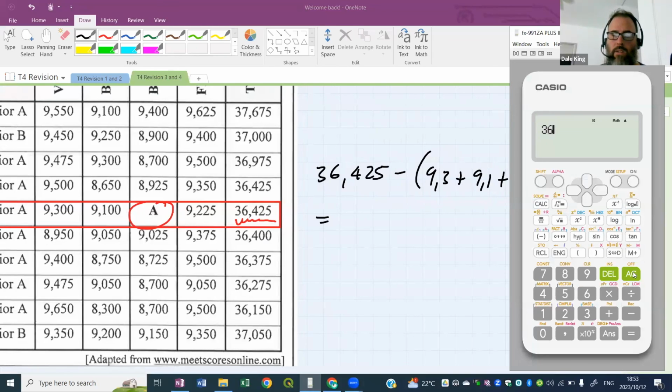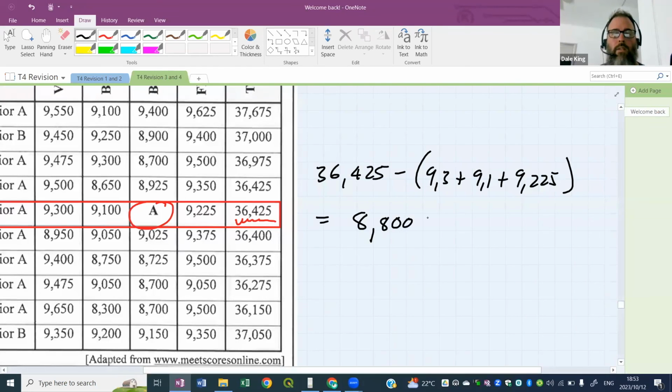So 36,425 minus, I'll use brackets, you don't have to, but I like to, you know what I'm like. All right, so 9.1 plus 9.225. There we go. Put them in a bracket there. And you should all get 8,8. We should only really show two decimal places, although I'm trying to copy what they've done there on the table. So you take the total, you minus all the rest, and you get 8,8.